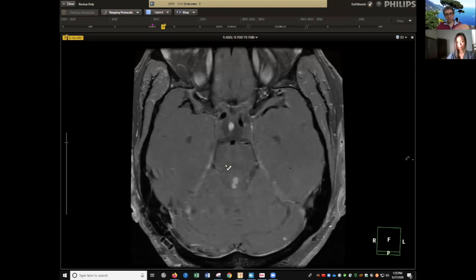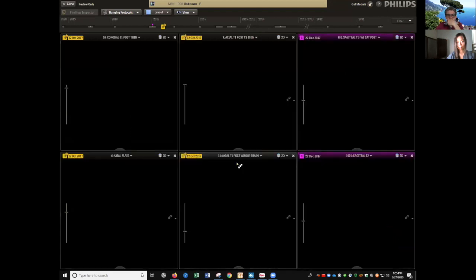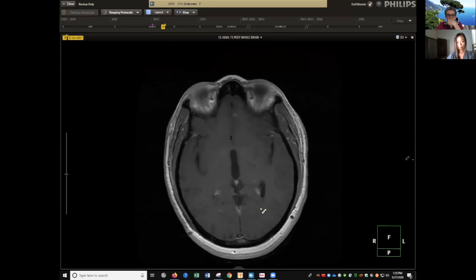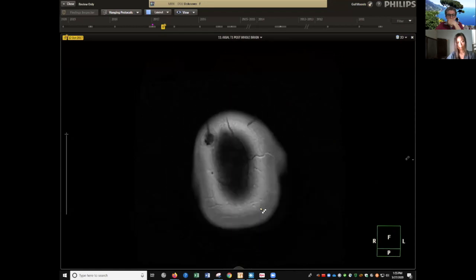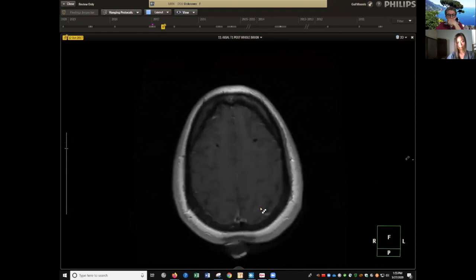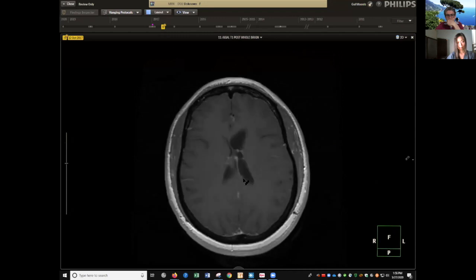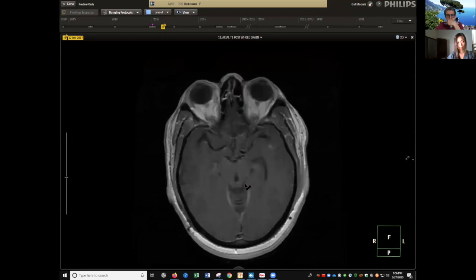So this is a classic. Also notice that the infundibulum is thickened. So this is pretty much a radiographic classic study, but I just wanted to show it because it reiterates important points about this diagnosis. Also notice other areas of nodular enhancement intracranially and along the ependymal surface.